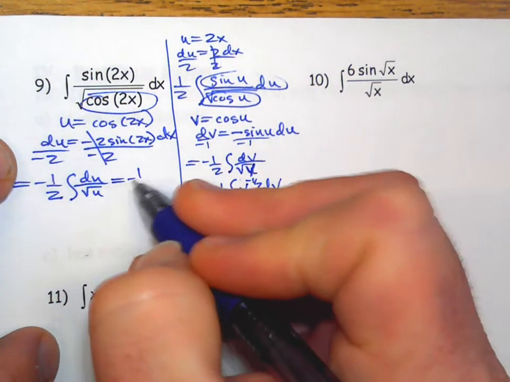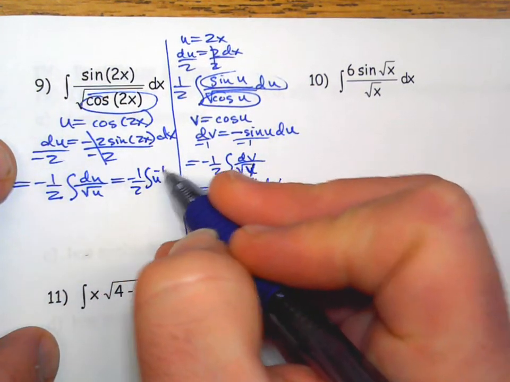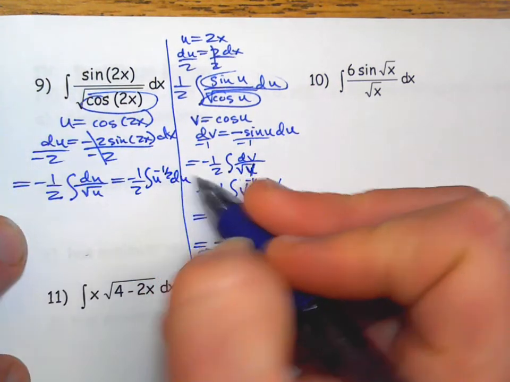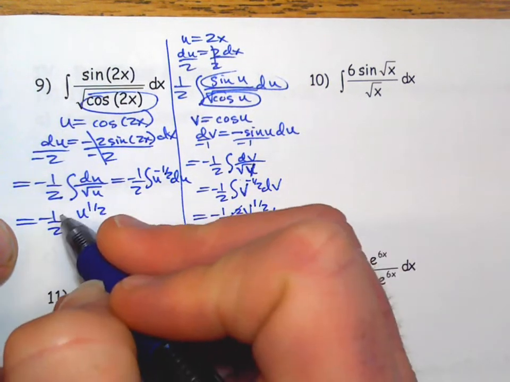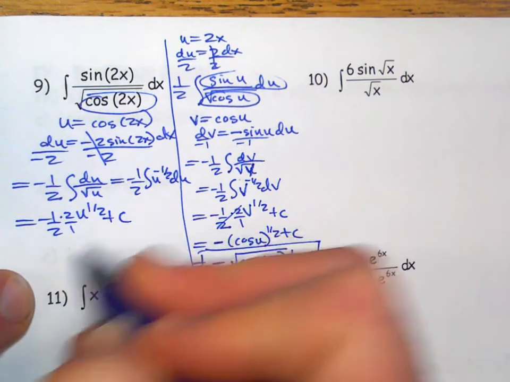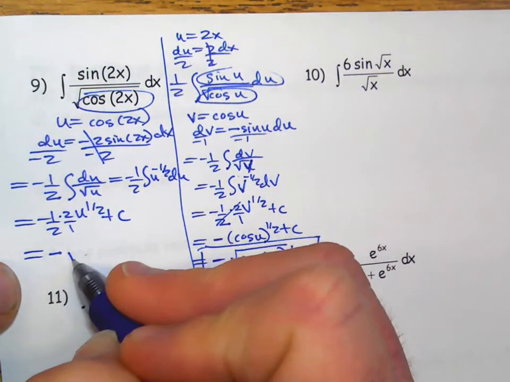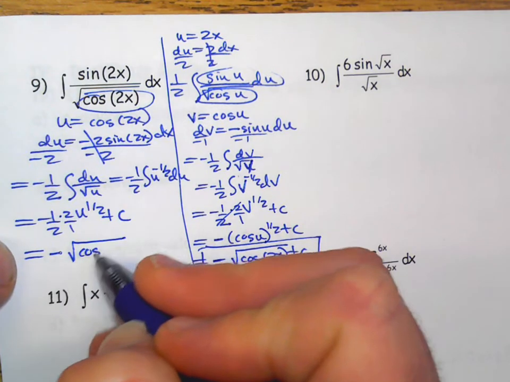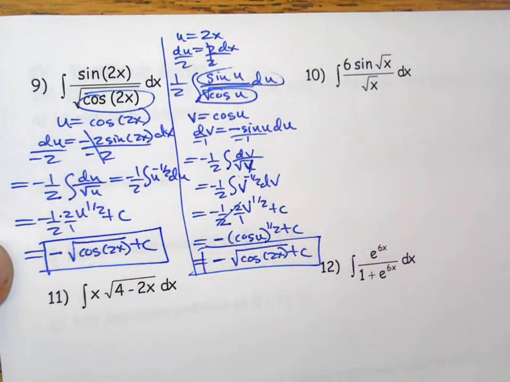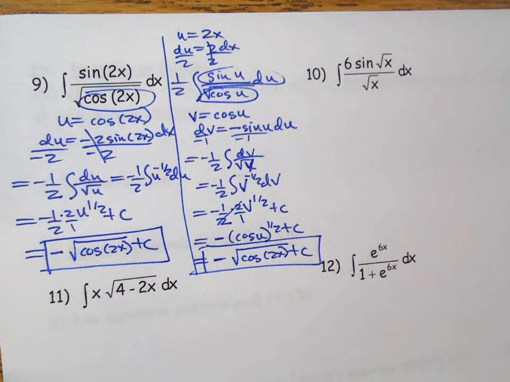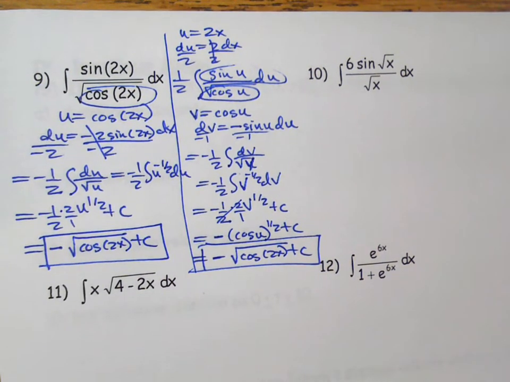So it's going to be negative 1/2 u to the negative 1/2 du. It's going to be negative 1/2 u to the 1/2 divided by the new exponent plus c. It's going to be negative square root of cosine 2x plus c. Same answer. So it's up to you. You can do multiple layers of chain rules. You got to use a different letter the second time.